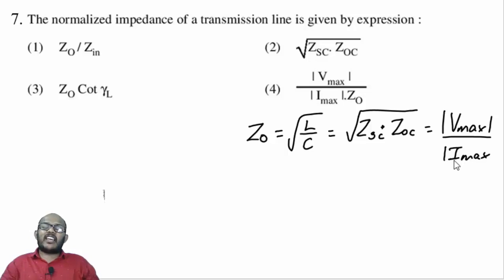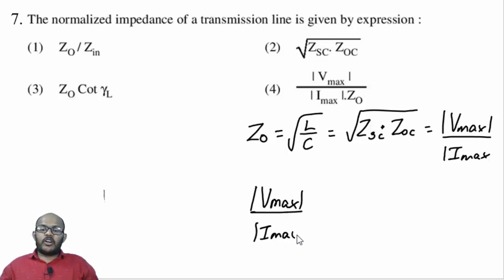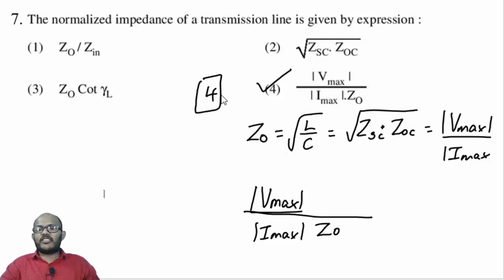Now what they are asking is normalized impedance. Whenever they are asking about normalized impedance, you have to divide by Z0. So what you will be getting is mod V max divided by mod I max whole divided by Z0. So this is normalized impedance. So the corresponding option that is going to follow is option 4 is correct.